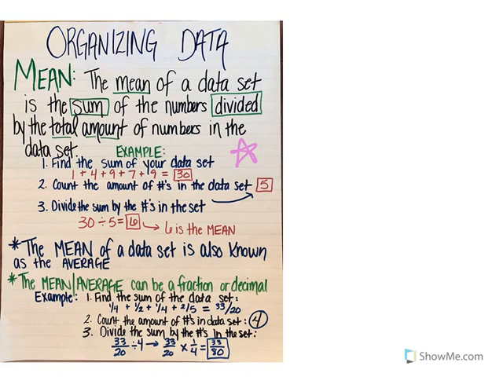And then you need to divide by the amount of numbers or the amount of pieces of data in that data set. So in this data set, there are 5 individual numbers or pieces of data. So you need to take 30 and divide it by 5 to get 6. So 6 is the mean of the data set. The mean of a data set is also known as the average.